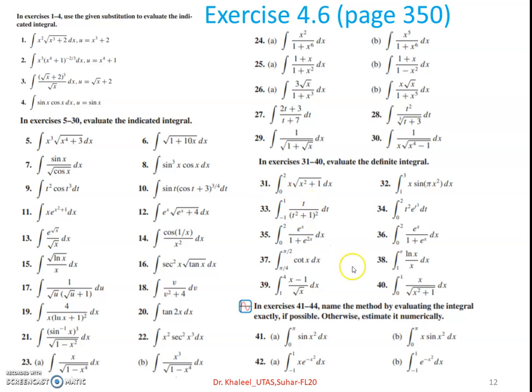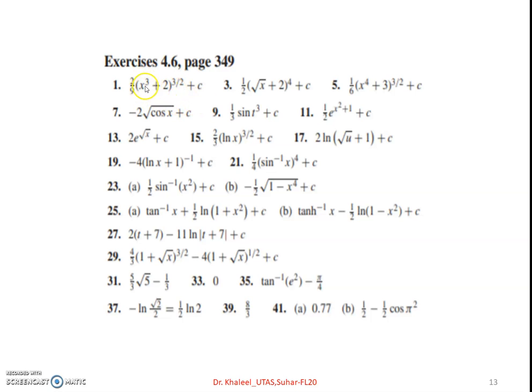And in questions 31 to 40, these are all definite integrals, and the moment you do the substitution, you have to change the values, which are the values of x, that is 0 to, you have to change as the values of u and find the answer. You cancel 41 and 42, so you are going to do questions 1 to 40, and these examples we will consider in the live class. These are the answers for the exercise.